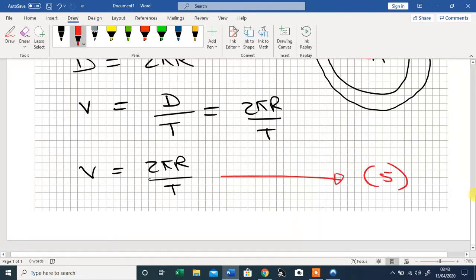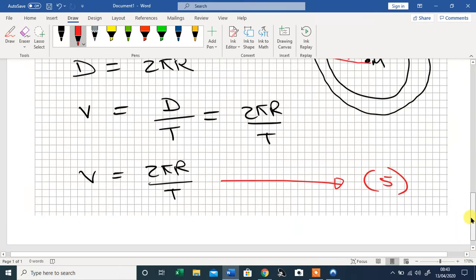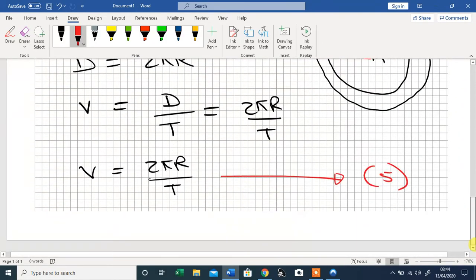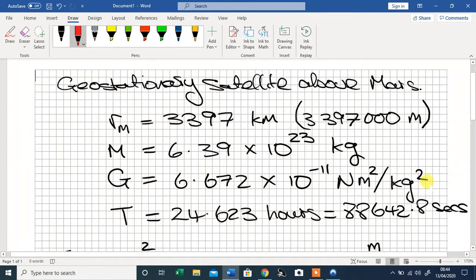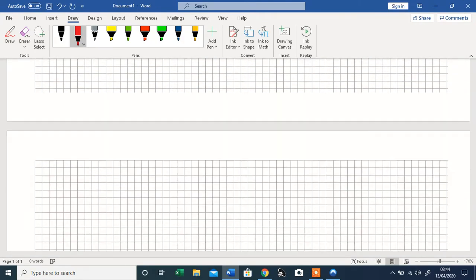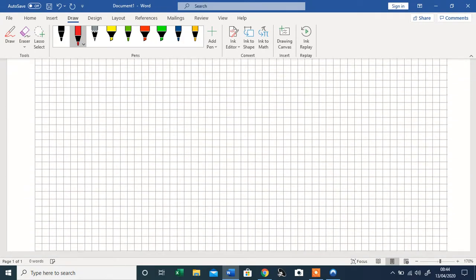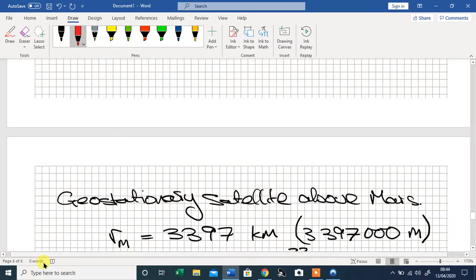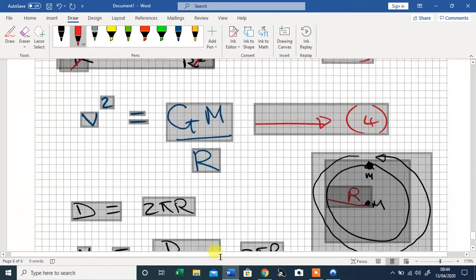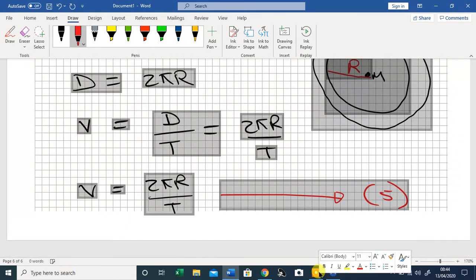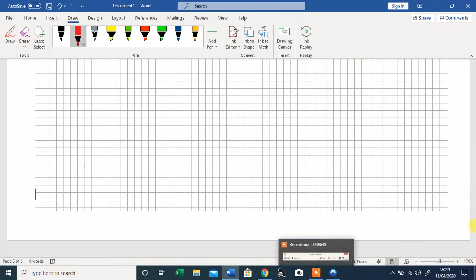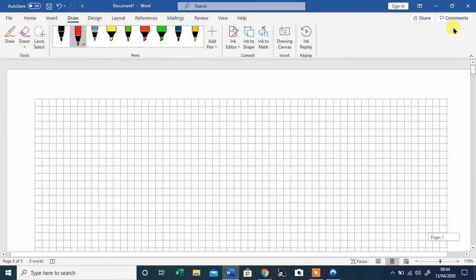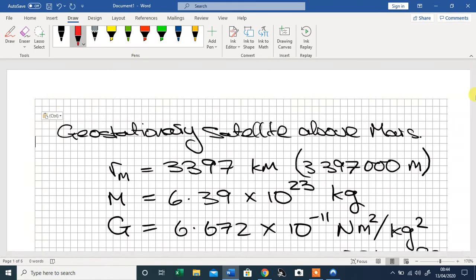Now, if we substitute equation 5 into equation 4, let me just scroll down because I haven't left myself very much room to write on. So if I just backtrack there and cut and paste, I think we can salvage this presentation, this lecture. Let's just put that up there, Control V, right, there we are.